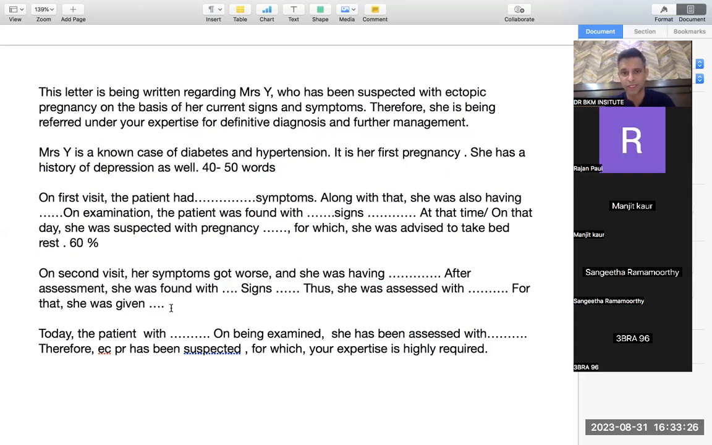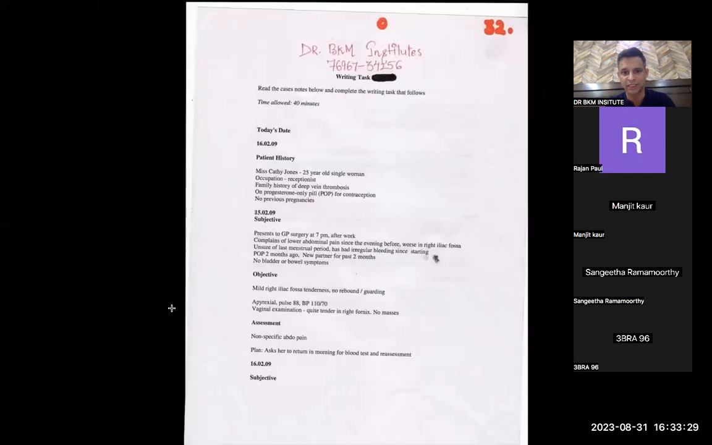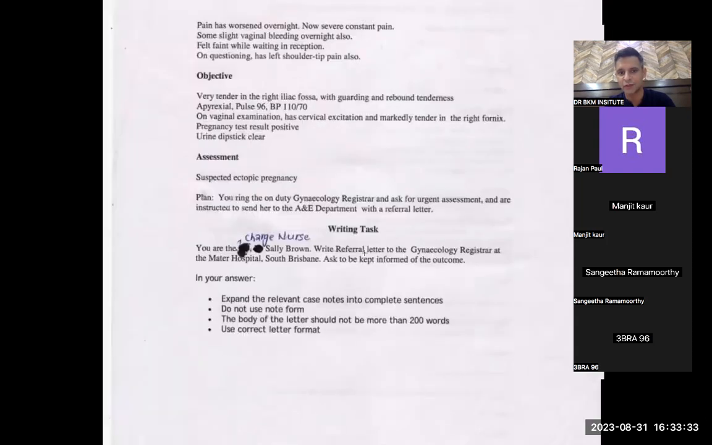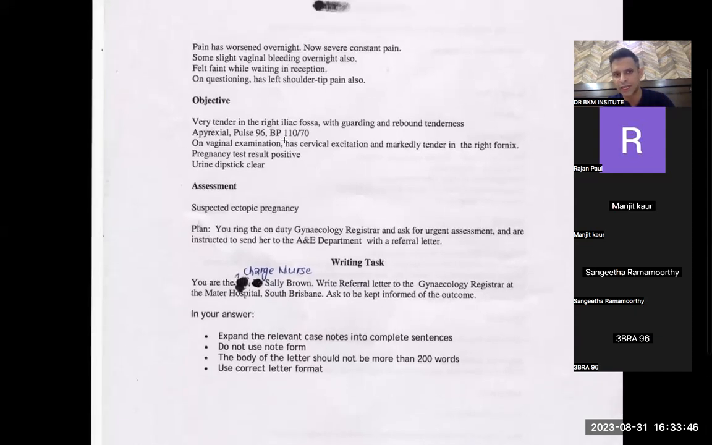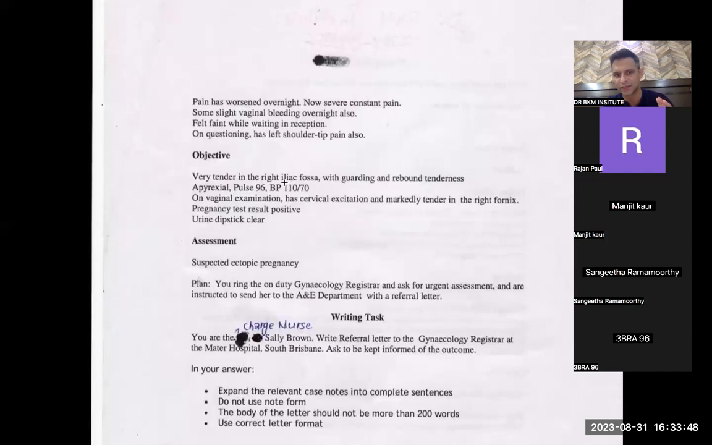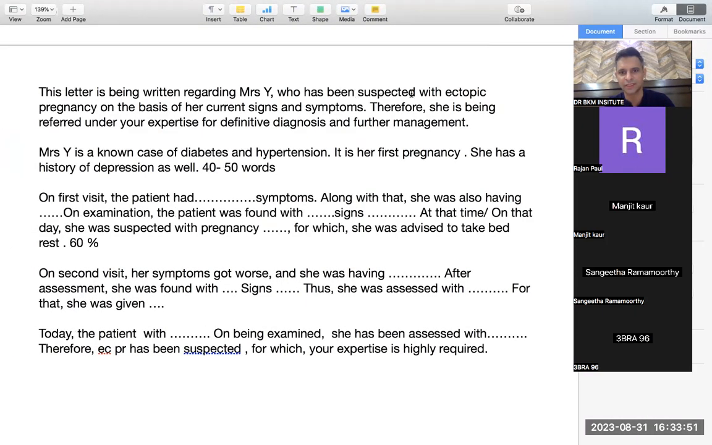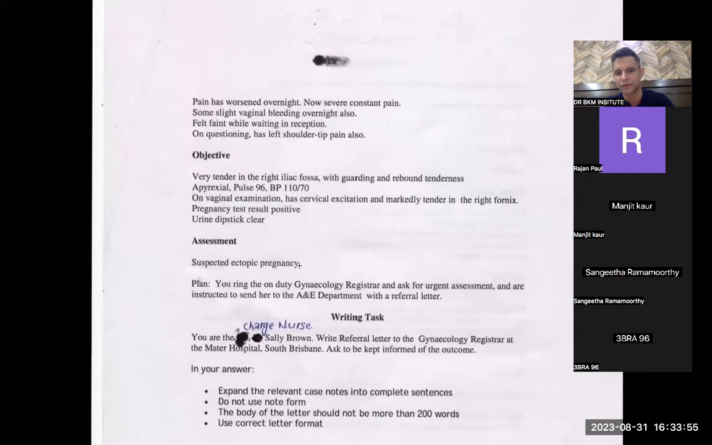Now, suppose there is a letter that comes in your exam. So I'm taking this letter as an example. As I said, I will go from the last. So this is exactly a similar kind of letter. Assessment says the patient is having suspected ectopic pregnancy. So we are referring the patient to the gynecology registrar. I would not like to know the signs and symptoms in the first paragraph. So in the first paragraph, I have written ectopic pregnancy. It is exactly the same paragraph I would like to write for this letter. Assessed with suspected ectopic.